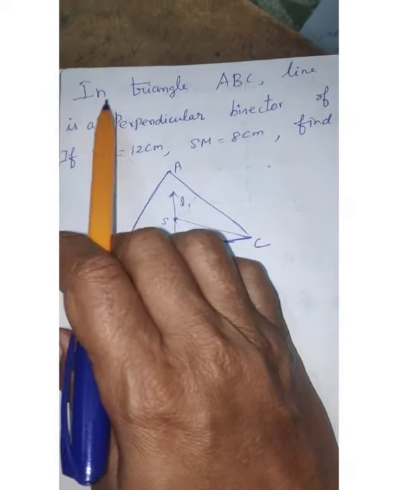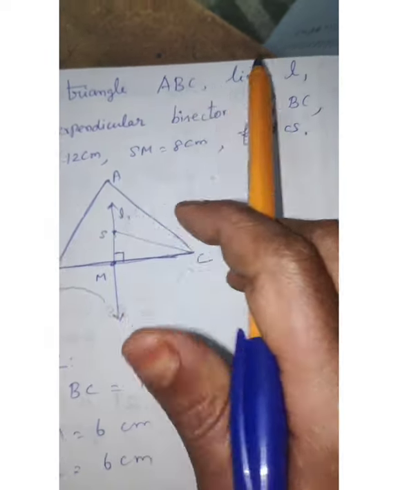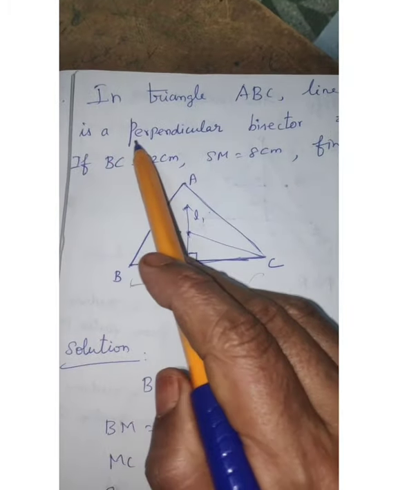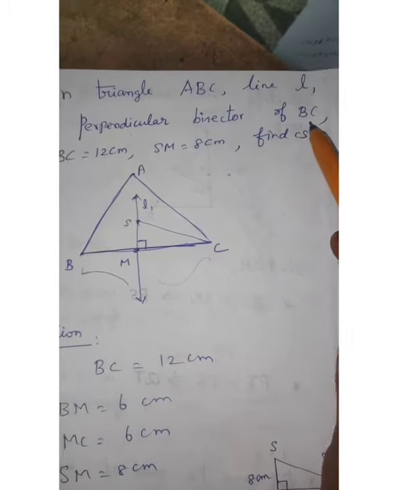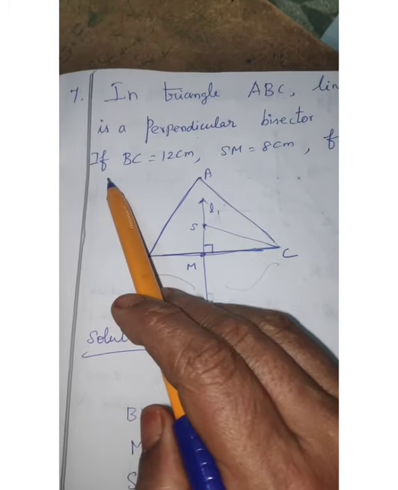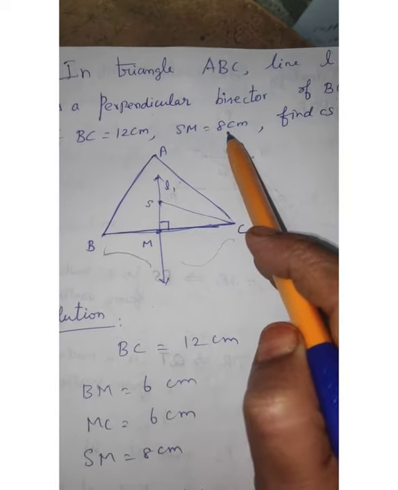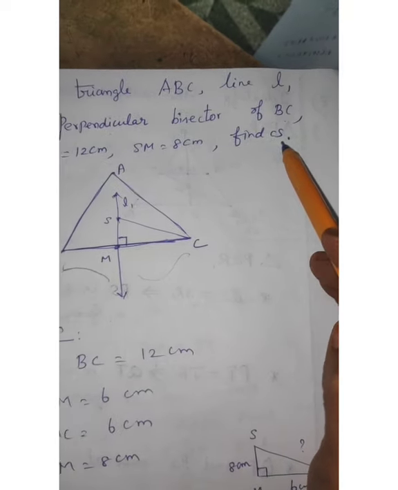Seventh question. In triangle ABC, line L1 is a perpendicular bisector of BC. If BC equals 12 cm and SM equals 8 cm, find the CS value.